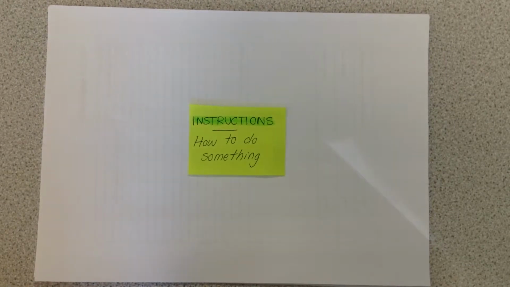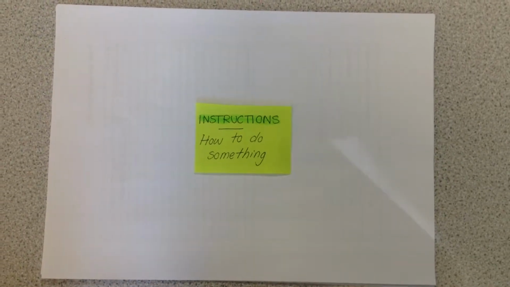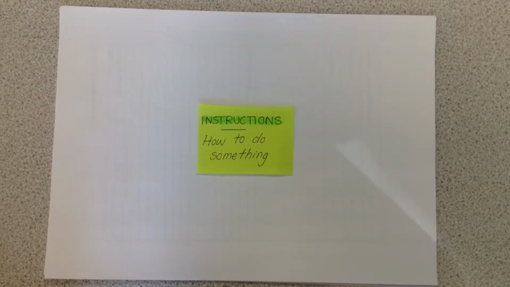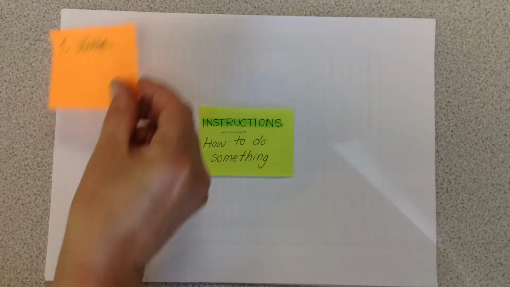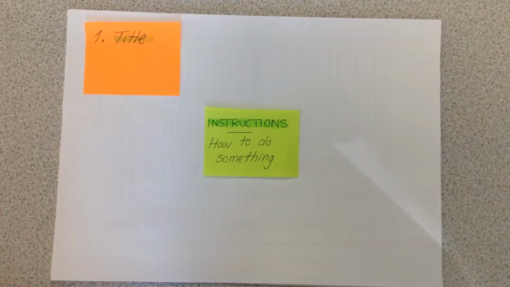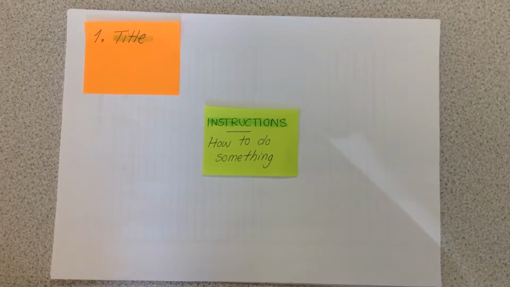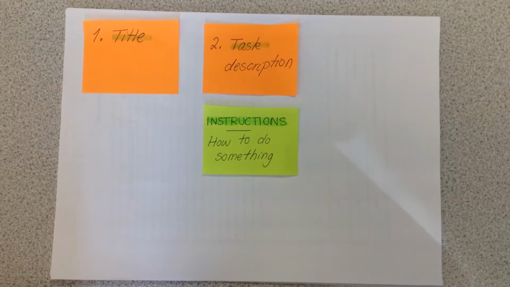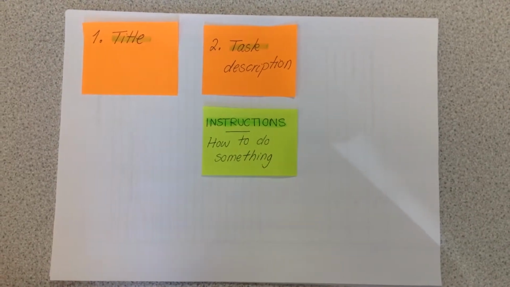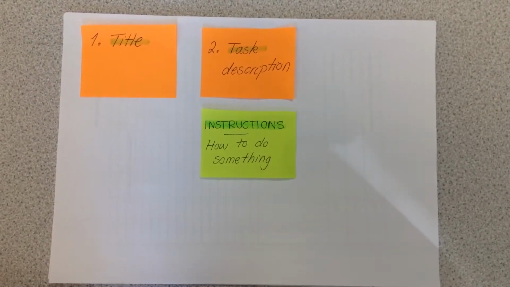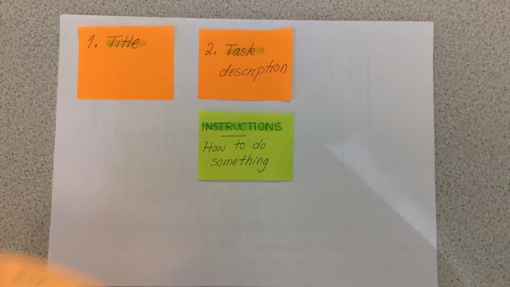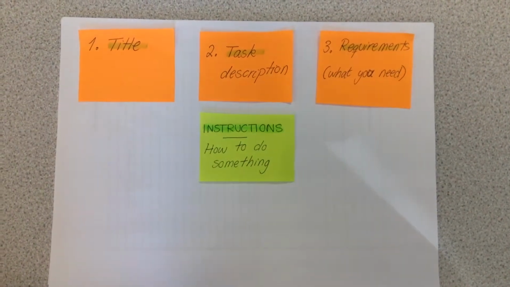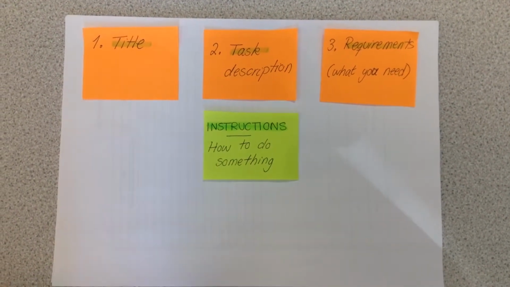You have now seen a demonstration on how to write instructions. And here is a reminder of the things that you need to include when you write instructions. First of all, you want to make sure you have a short and clear title. Then you can add a slightly longer description explaining what the task is. The next step for you to do is to write a list of requirements, basically what you need to perform the task, such as tools, equipment and materials.